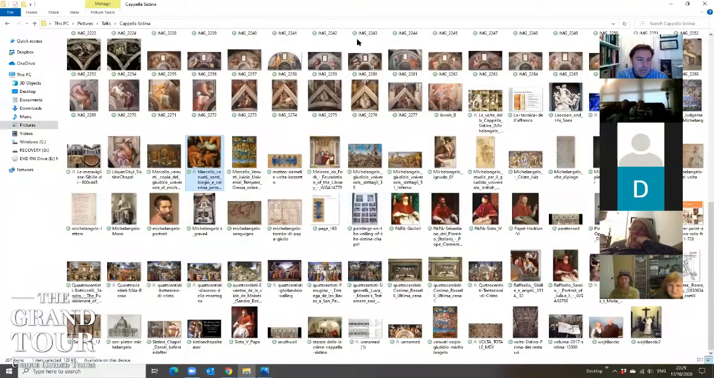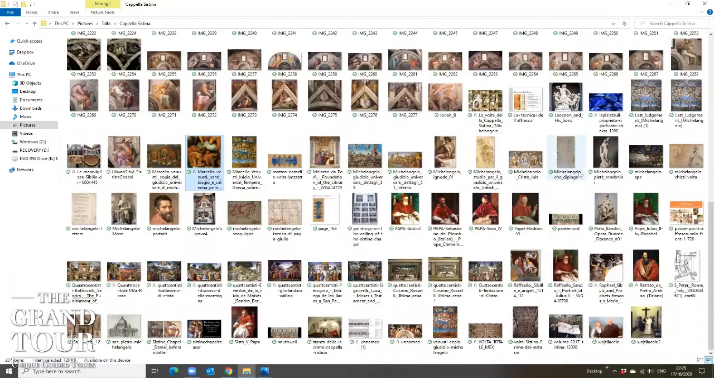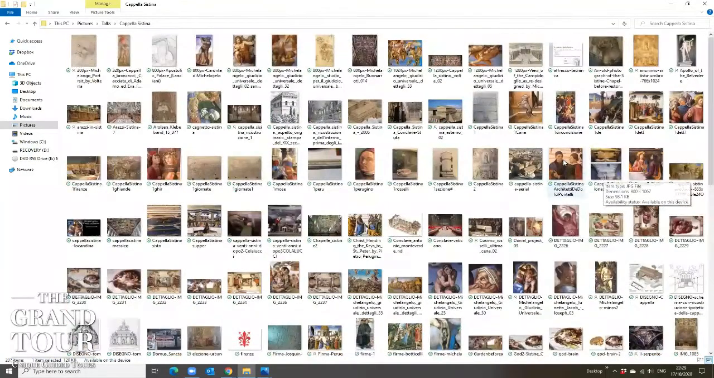Now, thank you for your time. I've been a little bit over time. Just a couple more pieces of information. Of course, this is used as the chapel for the conclave, for the election of the Pope.